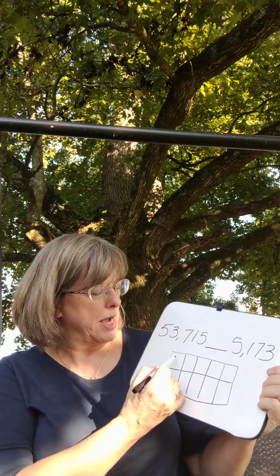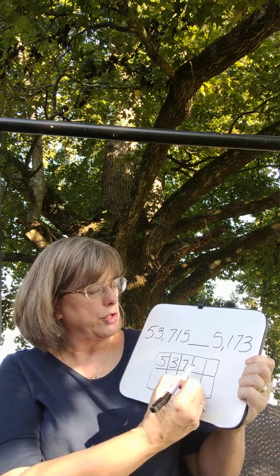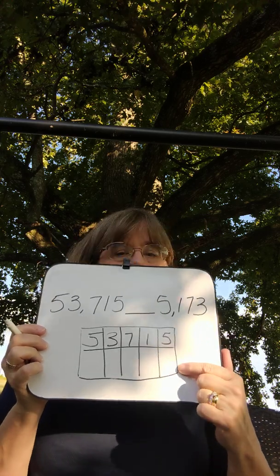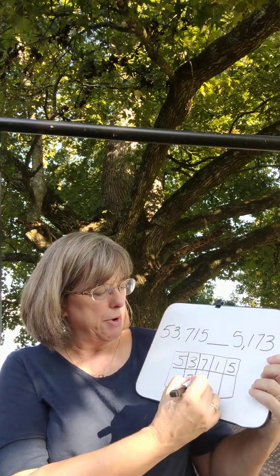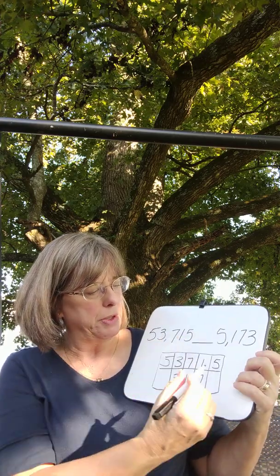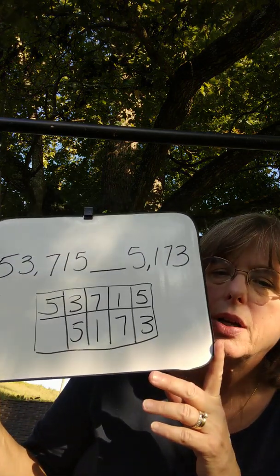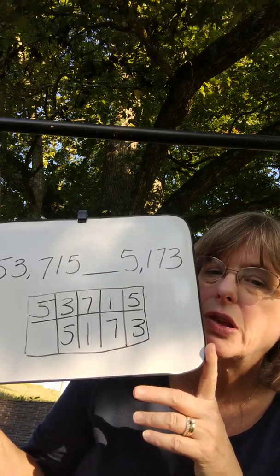So as I look at this first number, I see that there are 5 10,000s, and I put that in my 10,000s place. I see there are 3,000 and 700 and 10 and 5 ones. So I have 53,715 in my place value chart. Down here, because I'm comparing again, I have 5,173. I'm going to put my 5 in my thousands place. Oh my goodness, you can see so quickly my 1 in my hundreds place, my 7 in my tens place, and my 3 in my ones place. And you can see just by looking at the place value chart which number is bigger. Obviously, 53,715 is much larger than 5,173.